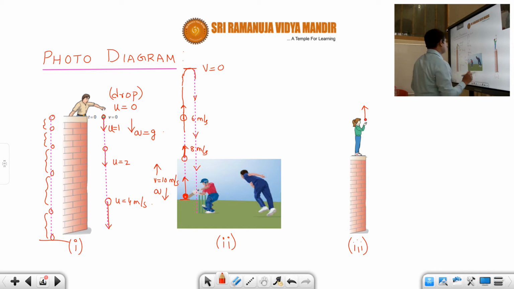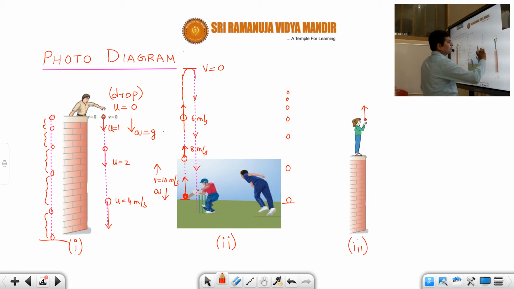If you want to draw the photo diagram, I will draw it here, students. Suppose let's say this is the ground. Initially the velocity is more, so it will go like this, and then the velocity becomes 0. Okay, I hope you are understanding, students.